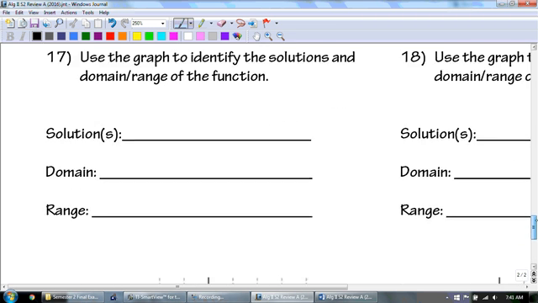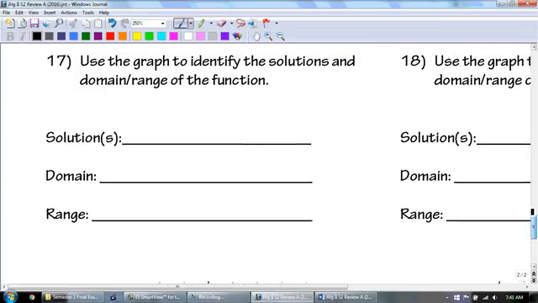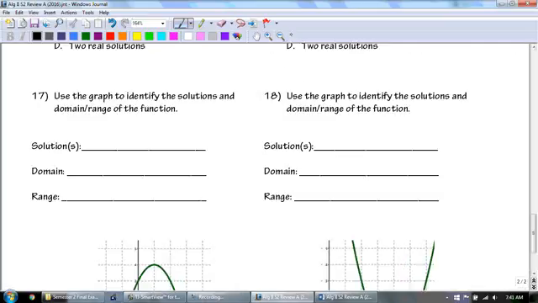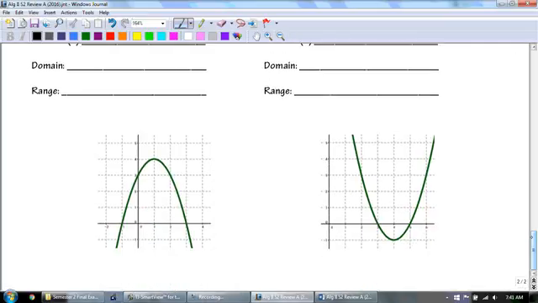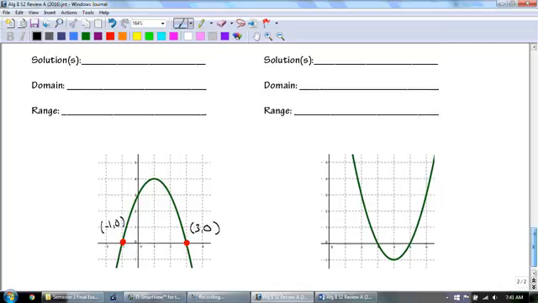Okay? And then the last one below, use the graph to identify the solutions and the domain and range. So remember that the solutions are where it crosses the x-intercept. And so our solutions, this would be negative 1, 0. This would be 3, 0. Solutions, I just care about the x value. So x equals negative 1 and 3.